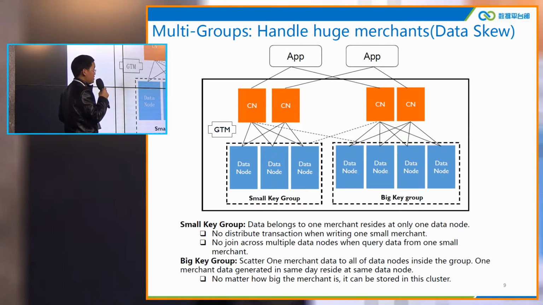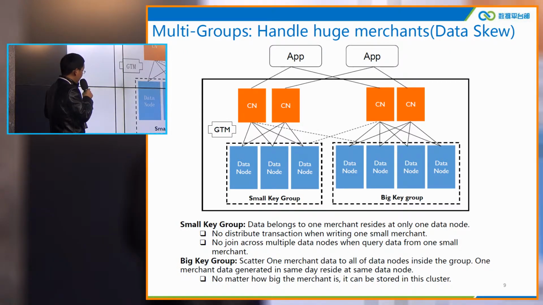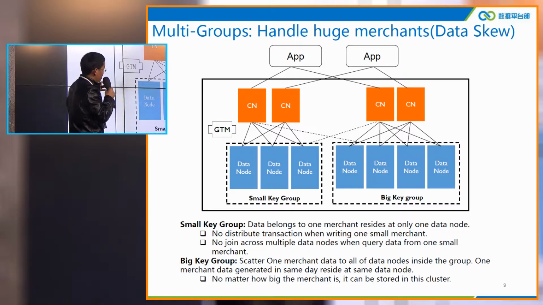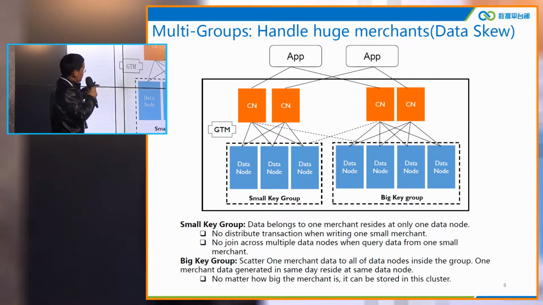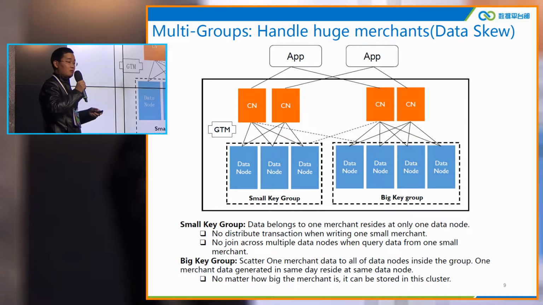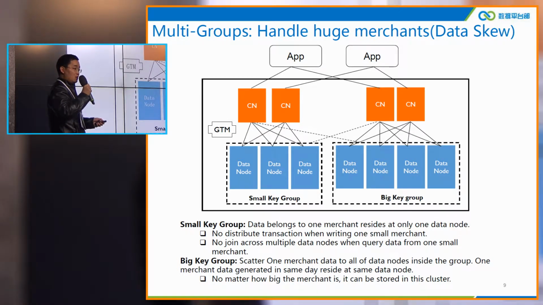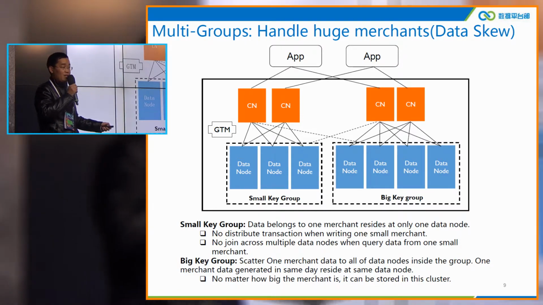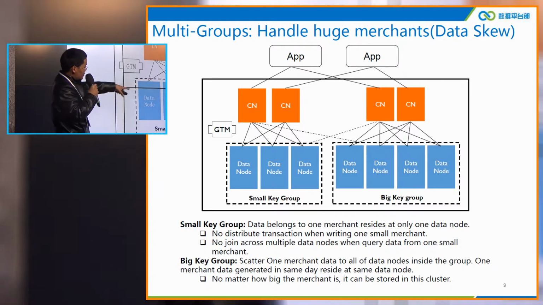So we divide the data nodes inside the system into 2 groups. One group, we call it the small k group. Merchants inside this group are merchants with much less data than the huge ones, and so we can store their transaction data inside one data node. But for the big one or the huge merchant, we store their data inside the big K group.